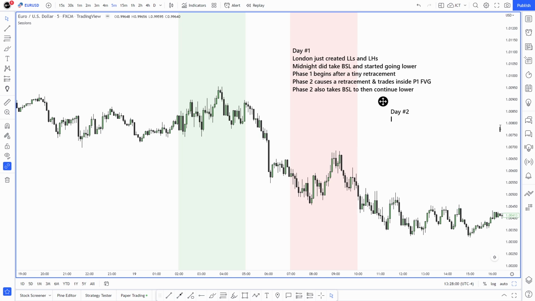And then I could say, okay, so day number two. What did midnight do? Midnight created BSL. London took BSL and started going lower. Phase one continued with trend. Phase two traded against trend, took BSL, started going lower. And as an example, this is something that you could do and say, so these things are repeating themselves. This exact thing is what happens through every day, or not necessarily every day, of course.